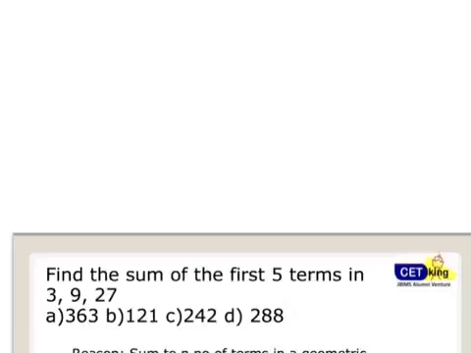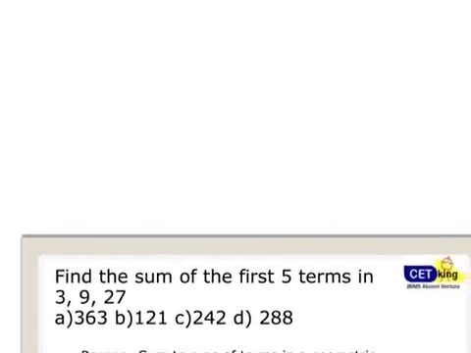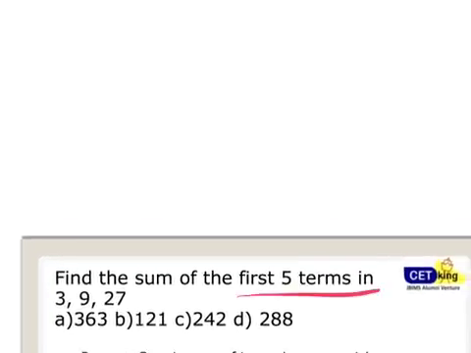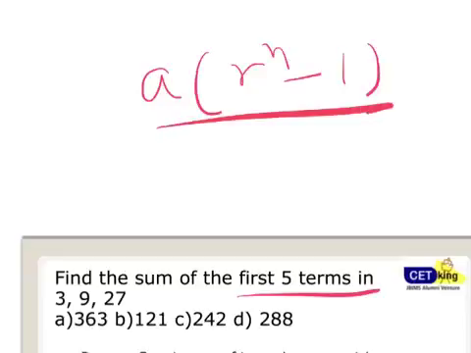You know the first term, 3. You know the R? Yes. Do you know the number of terms, N? Yes. So I can solve the sum of the first 5 terms. What was the formula? N into A into R to the power N minus 1, over R minus 1. All I have to do is put in the formula.